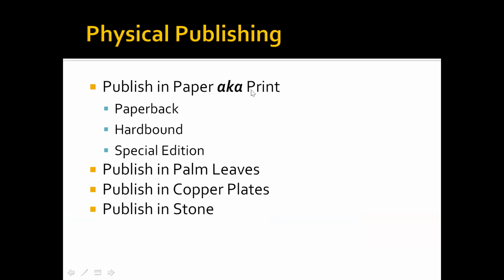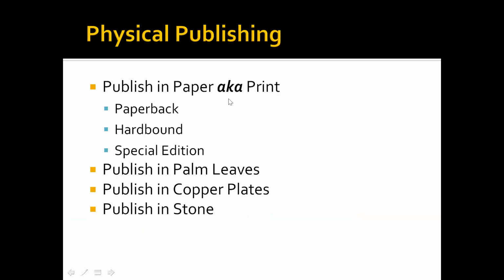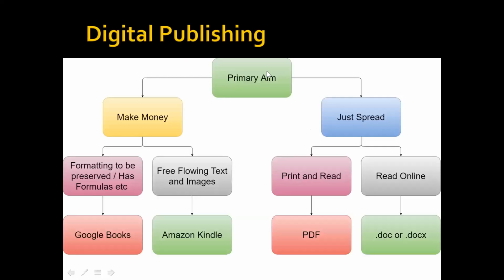So what is your aim? If your primary aim is just to spread your message and you want people to print and read it, you use PDF. If your primary aim is just to spread the message and you want them to read online, use Doc or DocX, that is the MS Word formats. If your primary aim is to make money and you want the formatting preserved and it has formulas, use Google Books. If your primary aim is to make money and it is text and images, use Amazon Kindle.